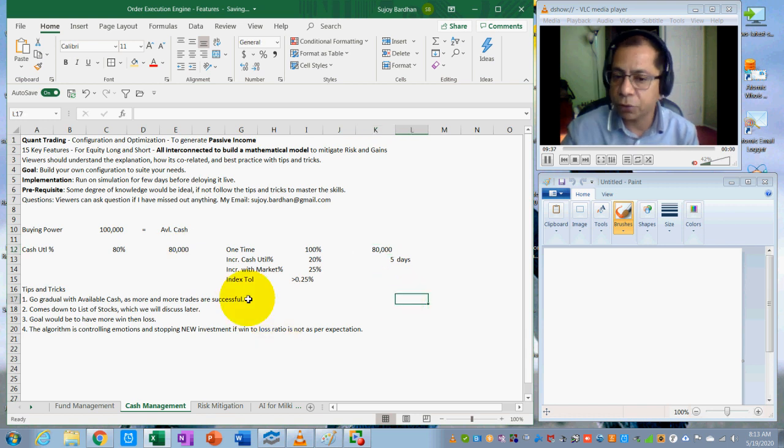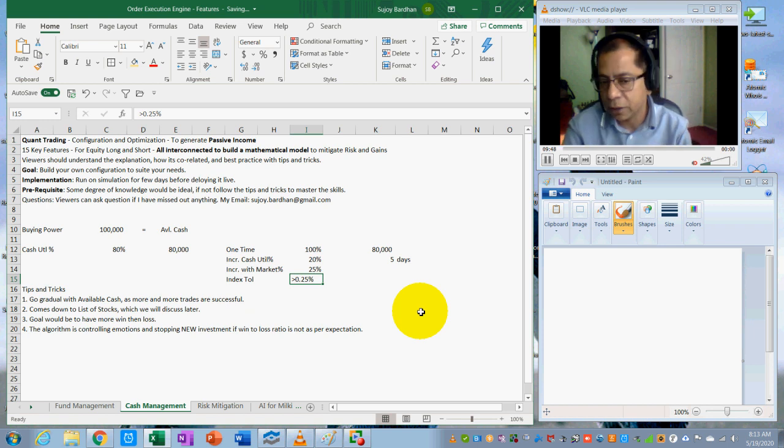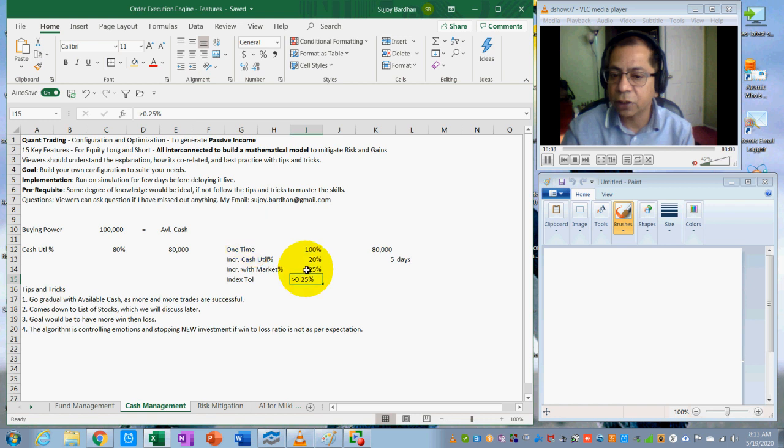The third way to do it, which I haven't tried, is that you put in 25% and tell the algorithm to follow an index. You can follow the S&P, you can follow the London Stock Exchange if you're trading there, you can follow the Dow Jones, whatever index you want. If the index is going over 0.25% today, please allocate another 25% of the cash which is available. I haven't tried that, but you can even take that as a route.